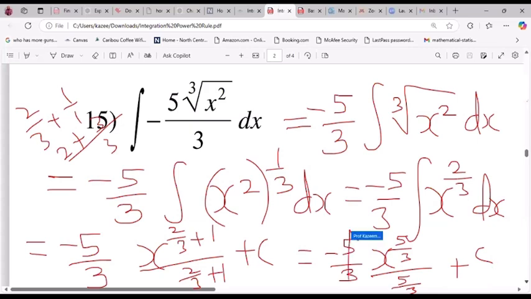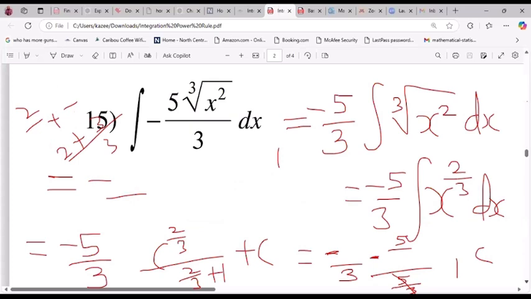Okay, so the 5 over 3 will cancel the 5 over 3, and you're going to be left with just x to the power 5 over 3. But don't forget that's going to be a negative. So it's going to be negative x to the power 5 over 3 plus c. That will be the answer at the end of the day. I just wanted to take note of that.